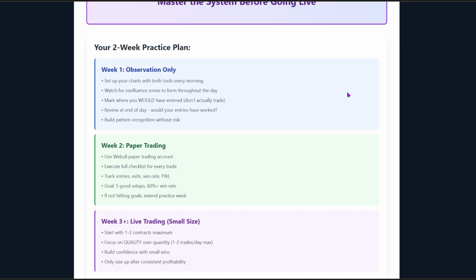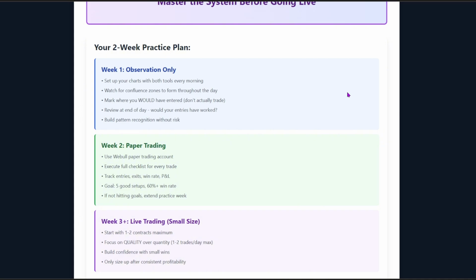Week 2, paper trading. Go use a Webull paper trading account. Execute the full checklist for every trade. Track entries, exits, win rate, and profit and loss. Your goal is 5 good setups and a 60% or more win rate, right? If you're not hitting your goals, extend practice another week.